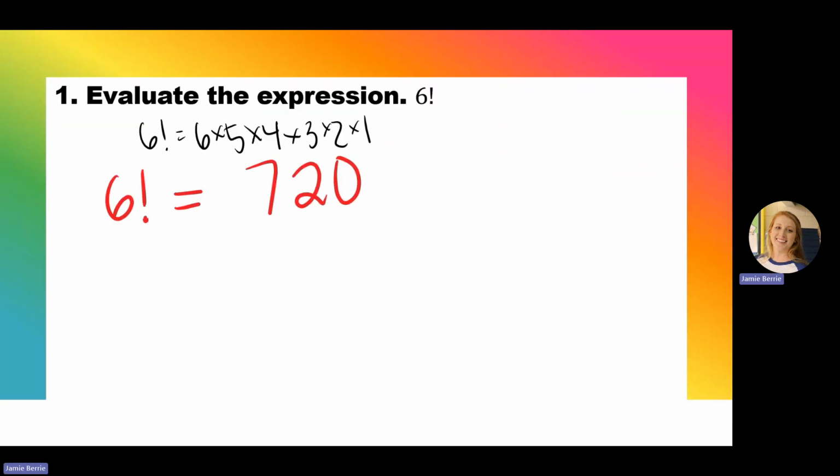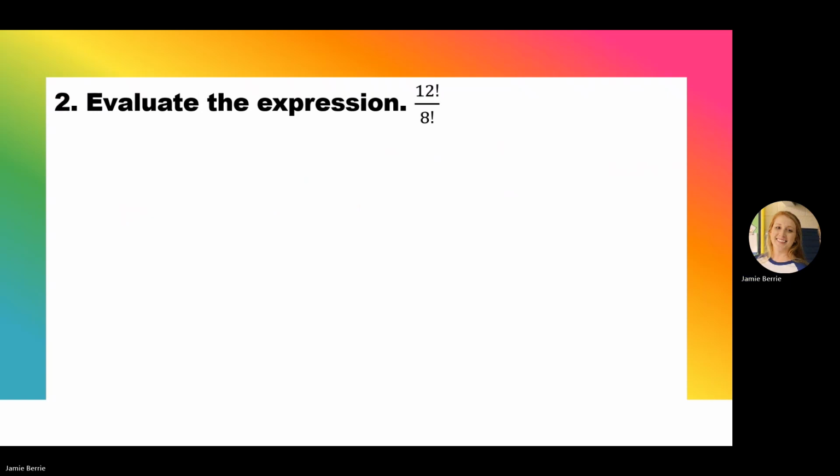So 6 factorial is 720. All right, so next we have a little bit of a more complicated expression. This time we are still calculating factorials. There are 2 factorials, one in the numerator and one in the denominator. Don't let that mess you up. You're just plugging this straight into the calculator.